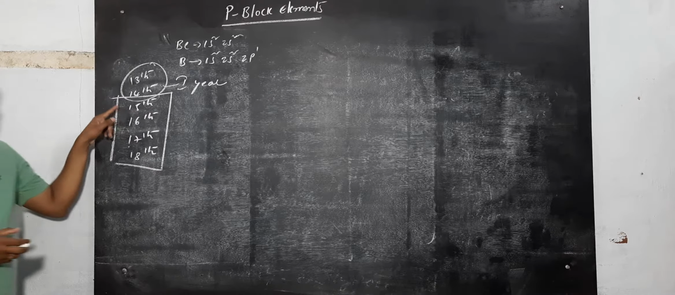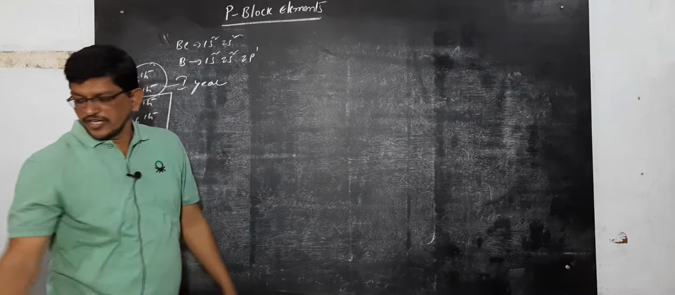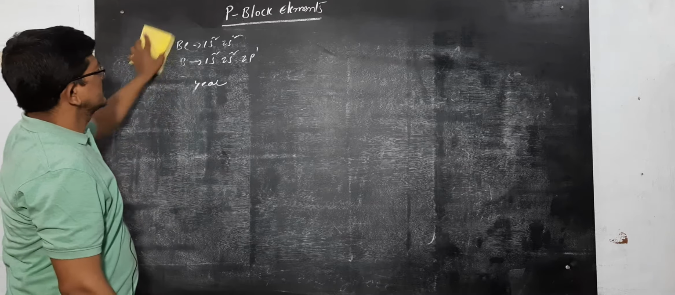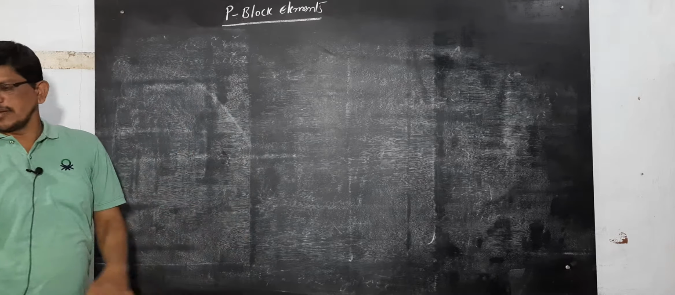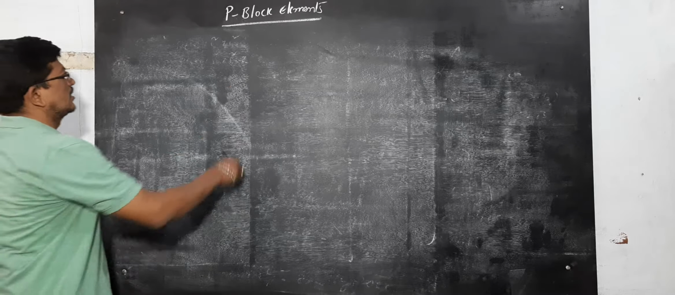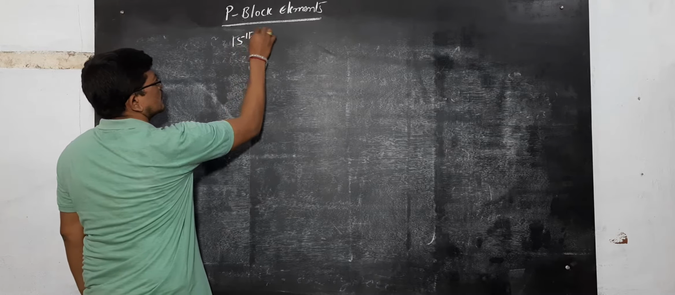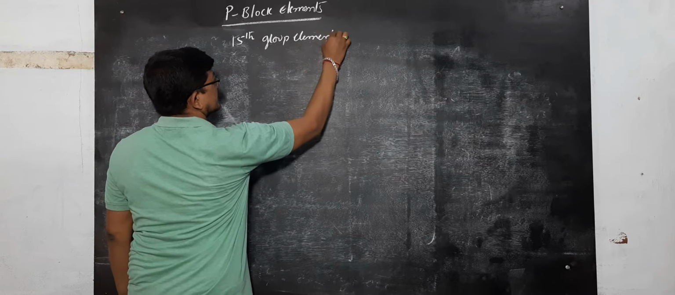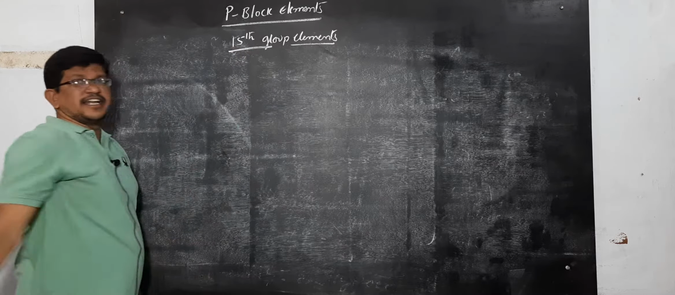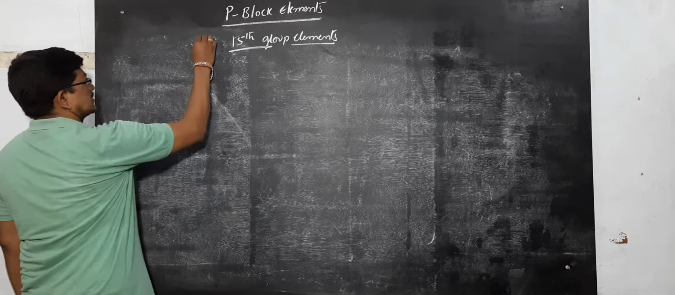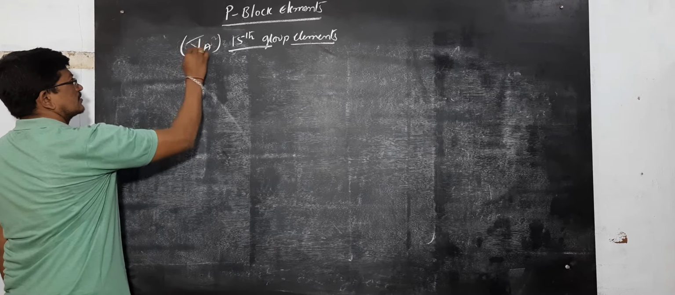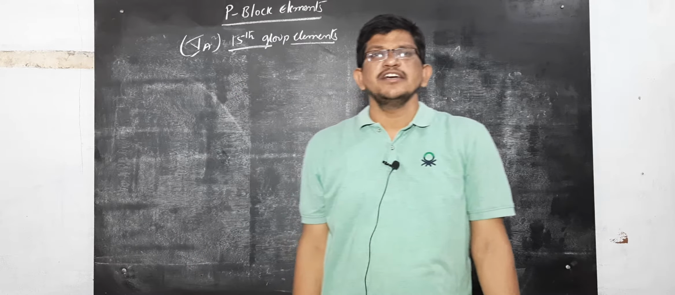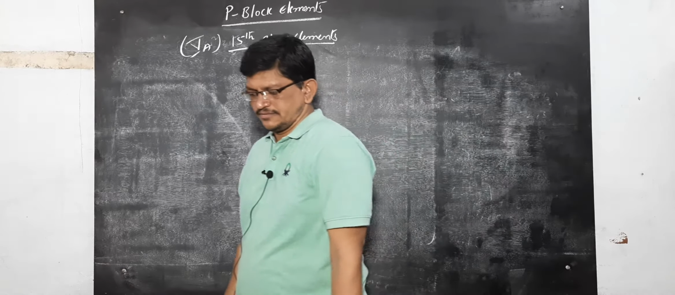So now we are starting with the 15th group elements. So now we are starting P block elements. In that P block element, the sub concept was the 15th group elements. In the earlier days, the 15th group elements were called the 5A group. But now in modern days, they are called only the 15th group elements.